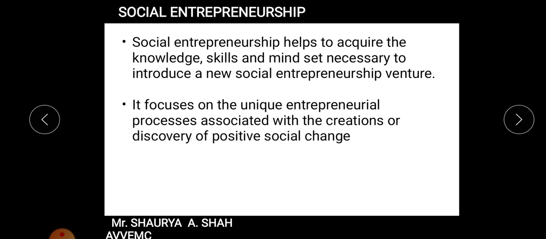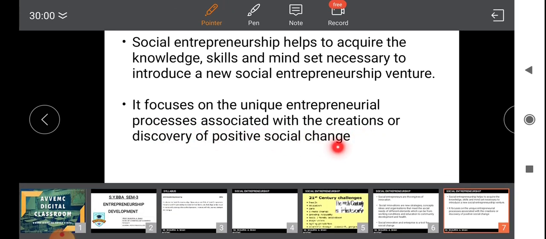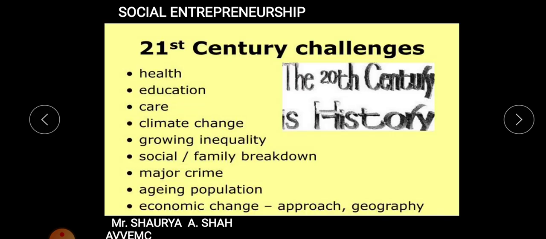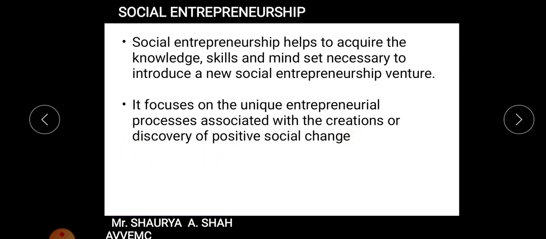Again, it focuses on the unique entrepreneurial processes associated with the creation or discovery of a positive social change. Whatever we are doing, from the very beginning till end, everything is related to positive social change. Every kind of positive change, whether to improve health, to improve education, or to make climate change positive, it focuses on that part.